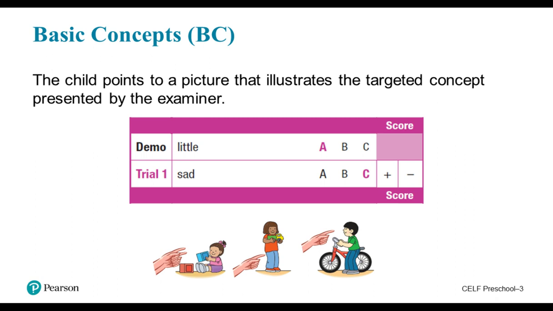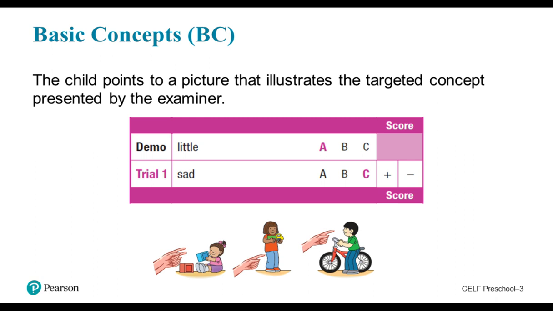For basic concepts, the child points to a picture that illustrates the targeted concept presented by the examiner. The basic concept subtest in CELF Preschool-2 provides scale scores for children ages 3 to 4 and criterion scores for children ages 5 to 6. But again, the items in basic concepts and following directions subtests were revised to provide a separate assessment of semantic concepts and following directions. So this change resulted in concepts being added to the basic concept subtest, and now CELF Preschool-3 provides a scale score for children ages 3, 4, 5, and 6.